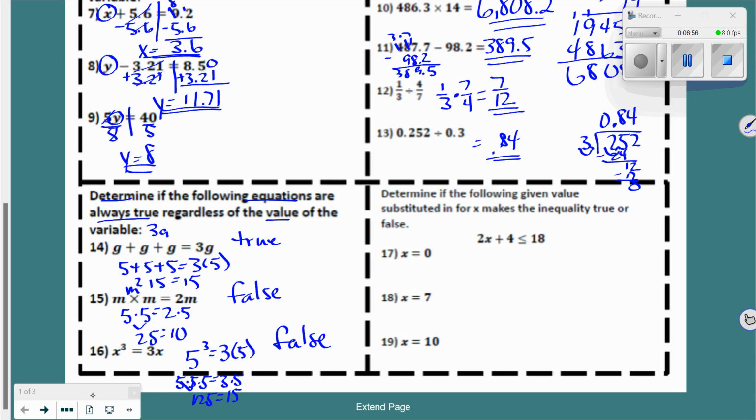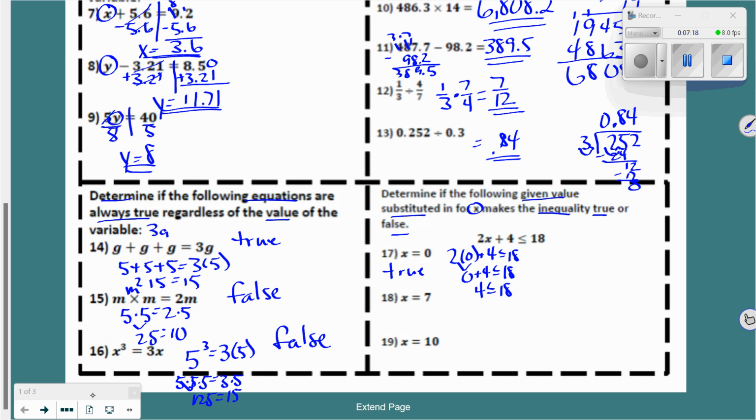Okay, determine if the following given value substituted in for x makes the inequality true or false. So I'm going to substitute this value in. So I'm just going to say 2 times 0 plus 4 is less than or equal to 18. 2 times 0 is 0 plus 4 is less than or equal to 18. 4 less than or equal to 18. Is that true? Yes, so I put true.